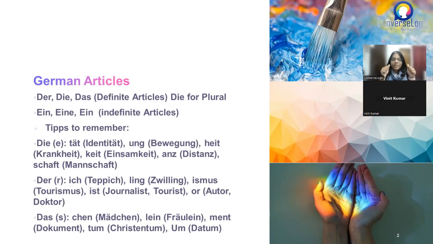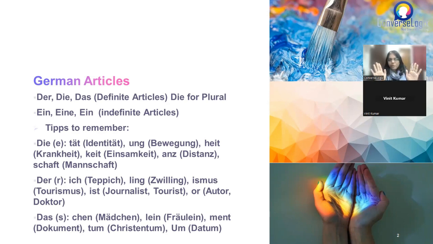The words which are ending with -ung, like we have here Bewegung, die Bewegung. This is also a female object. All the words which end with -heit, Freiheit, Krankheit, these are also female objects. Words ending with -keit, Einsamkeit, that is also female. Another ending is -anz, Distanz, that is the distance, that is also female, and all the words which end with -schaft are female.